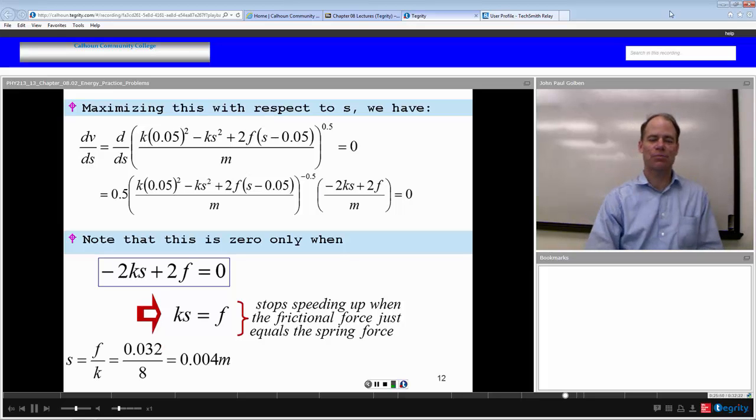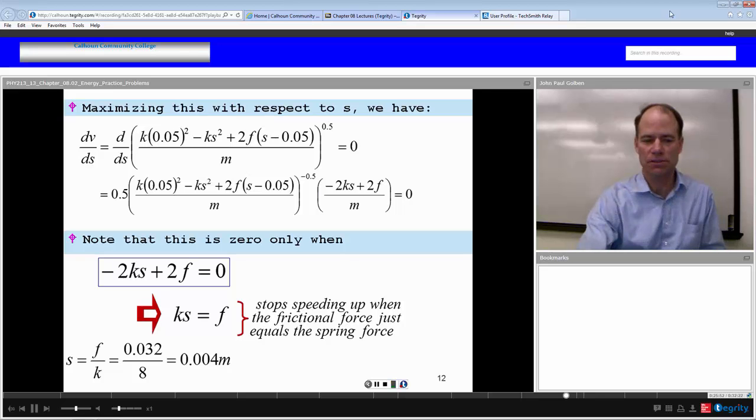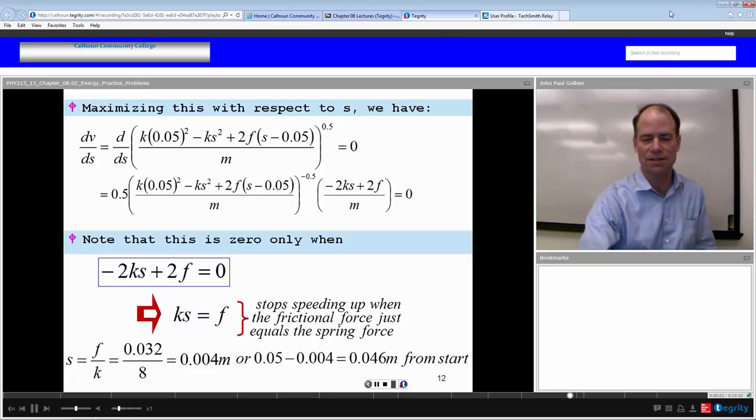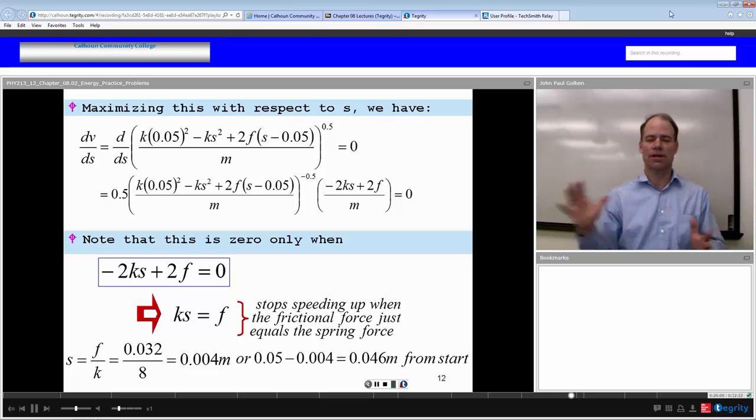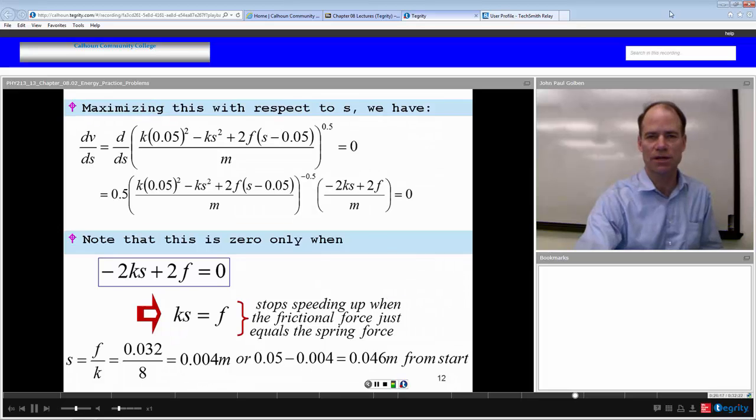That will occur at a point where S is equal to the frictional force divided by K, 0.032 newtons divided by 8 newtons per meter, and that will be at a point S equal to 0.004 meters. From the start point, since X was 5 centimeters, that's going to be 5 centimeters minus 0.004, or 0.046 meters from the starting point.